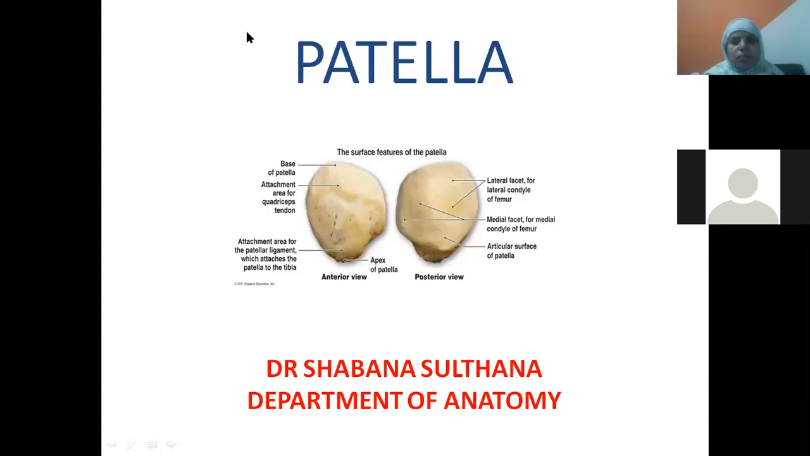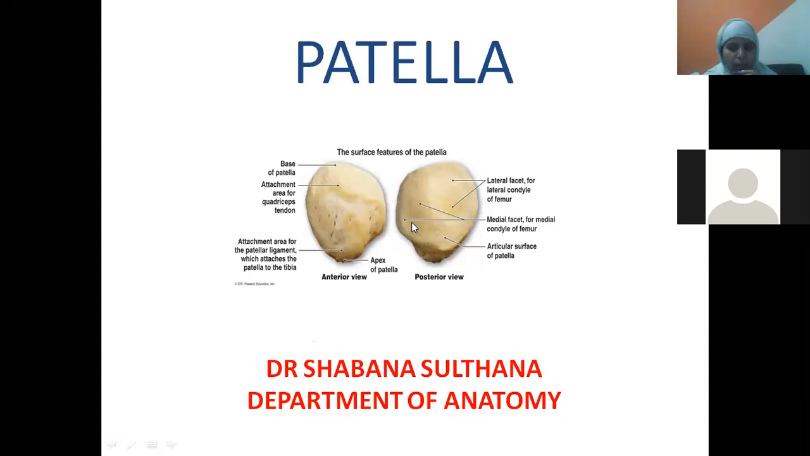Okay, beta. So we are going to start patella now. Where is the patella present? Right in front of the knee joint. And I told you patella is a sesamoid bone which is developed in the tendon of which muscle?